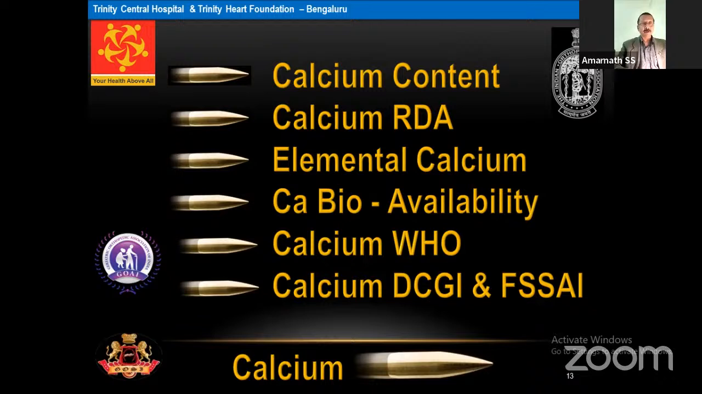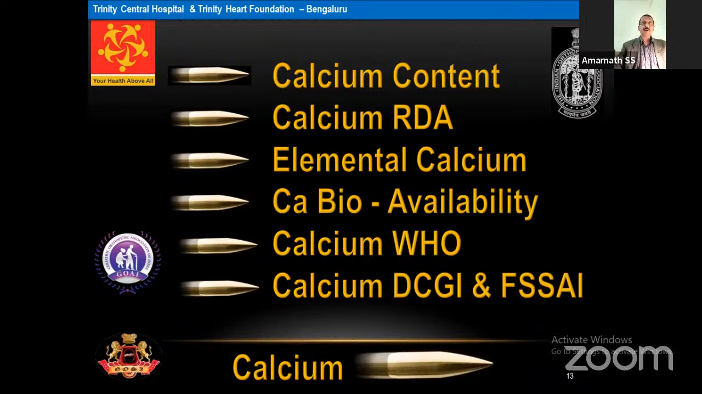What do I mean by that? DCGI, we know, the pharmaceutical companies' preparations come directly under the Drug Controller. And calcium being a food supplement, it is also sold under FSSAI, the Food Safety and Standards Authority of India. So they both have been given the rights. So you need to be careful and clear.